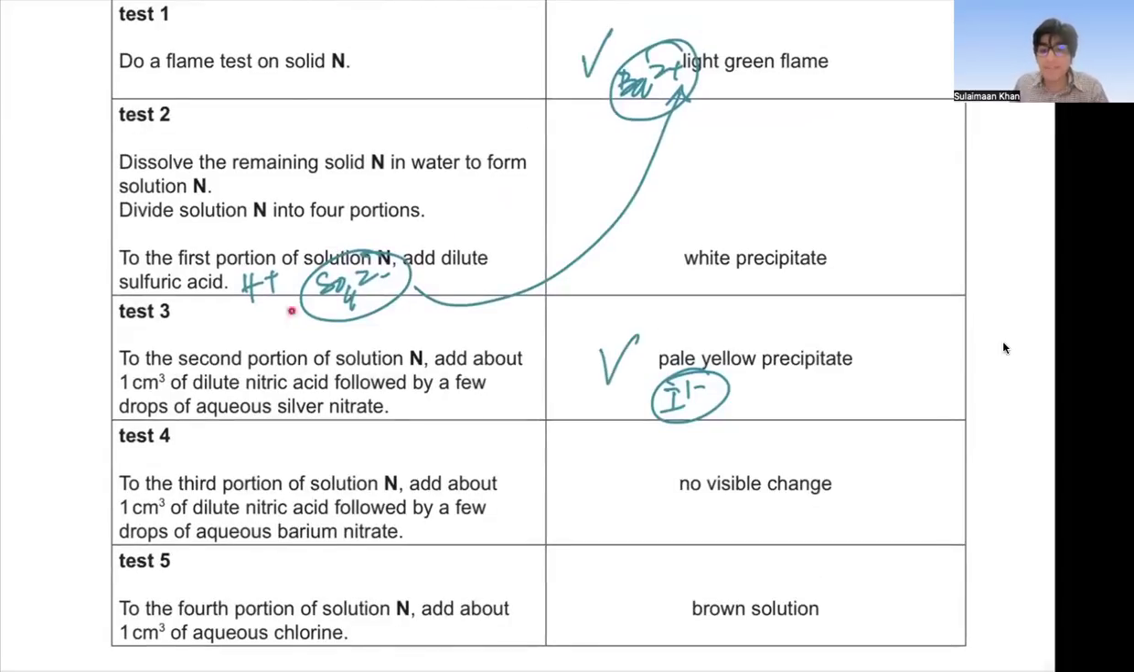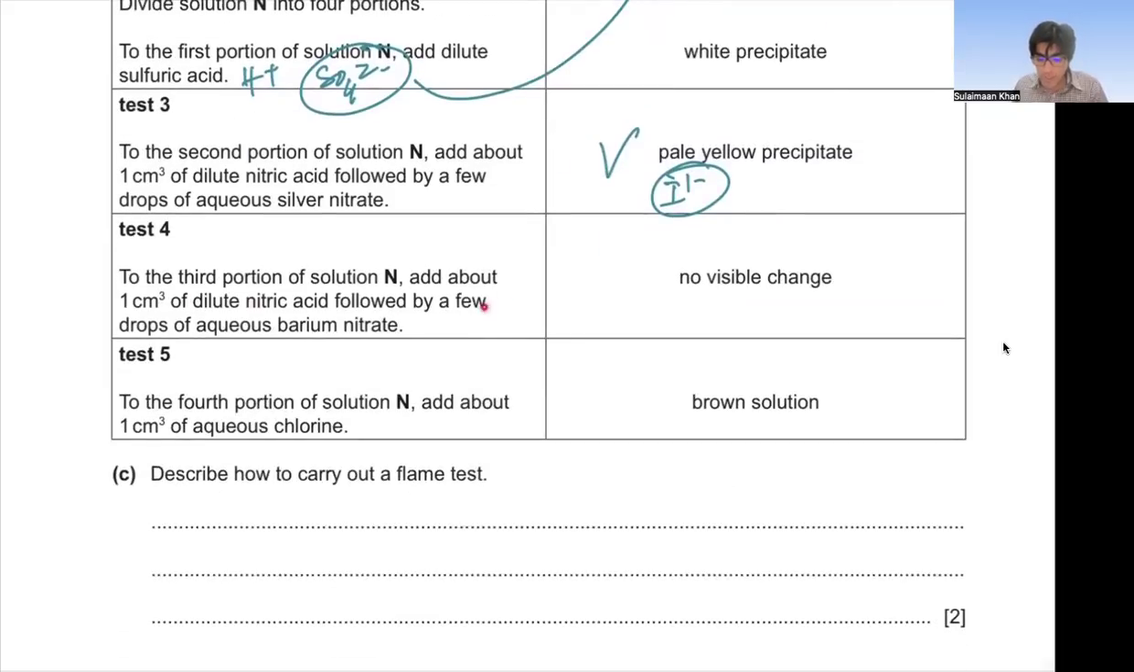So you have the iodide ion, and you also have the barium 2+ ion. Remember, you don't have the sulfate ion in solid N. You used it to further confirm that the barium 2+ ion is present, but it's a part of the sulfuric acid, not a part of this compound. Barium ion and iodide ion are present. Then to the third portion, add a few drops of aqueous barium nitrate. What is this a test for? A test for the sulfate ion. And since there's no visible change, there are no sulfate ions.